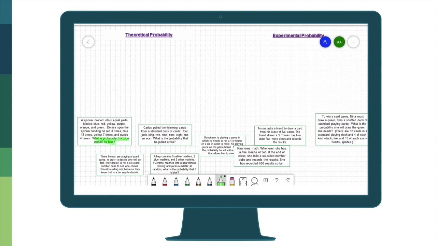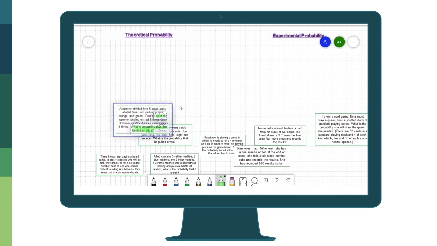So we see that she actually had a spinner, and it says that she spun the spinner. And we want to know the probability that she landed on blue. Because we know that she has conducted an experiment, this actually is considered experimental probability.